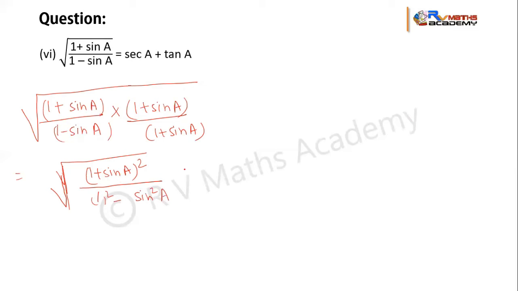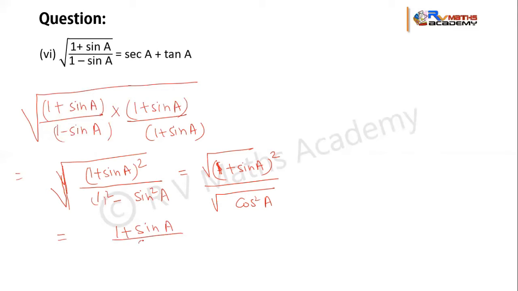So if you separate it, you will get square root of 1 plus sin A whole square, and in the denominator you will get 1 minus sin square A, that is cos square A. Now this square and square root sign will cancel each other, so you will get 1 plus sin A in the numerator, and in the denominator you will get cos A. Now separate it. When you separate it, you will get 1 upon cos A plus sin A upon cos A.